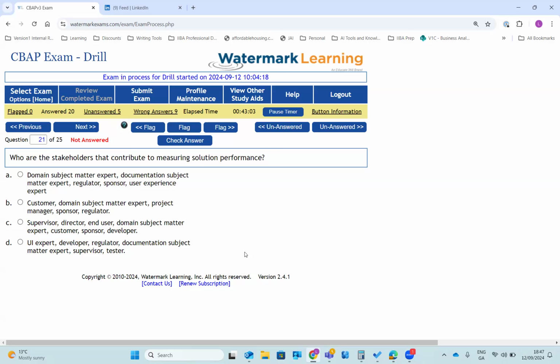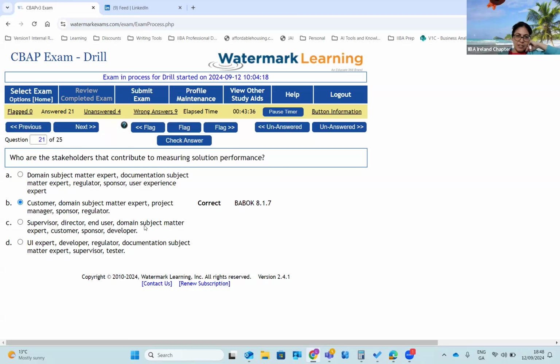I think we can eliminate both C and D because they have roles in them that we don't have in the BABOK. And we don't have user experience expert, right? Yeah, and we don't have user experience expert in A. So I think only B matches stakeholders. I think user experience expert is also not in BABOK. I haven't read it. Yeah. Okay, let's check B then. It is right.